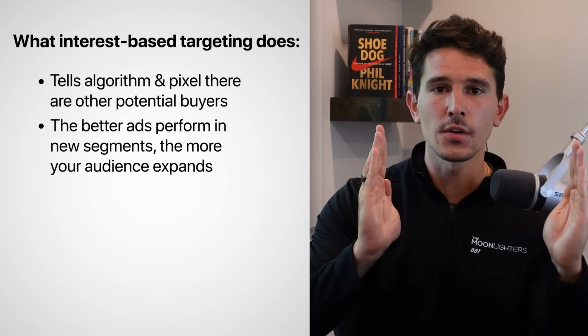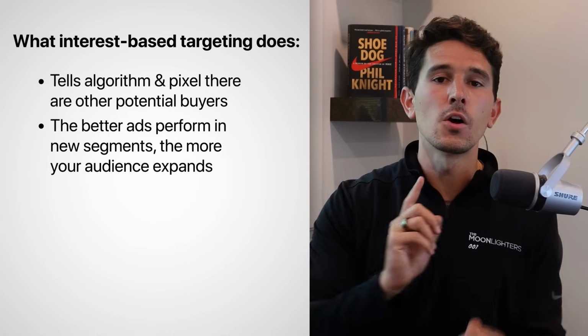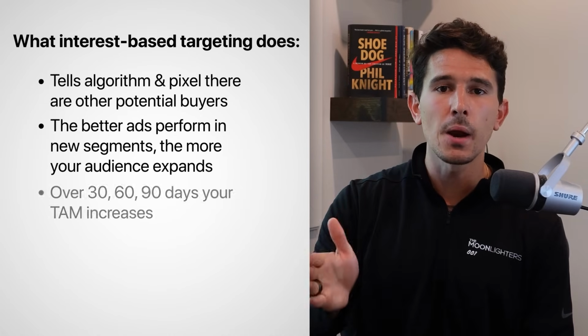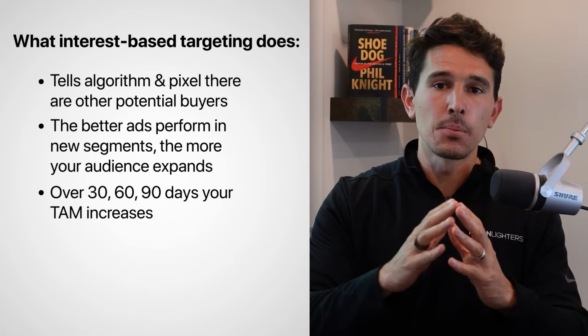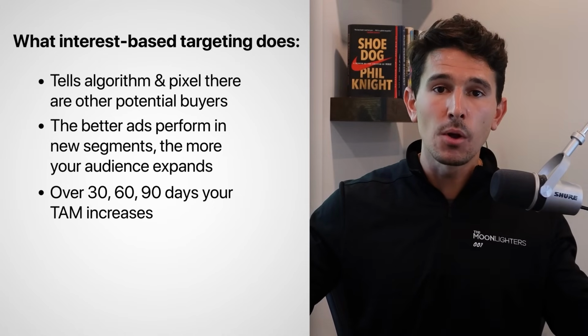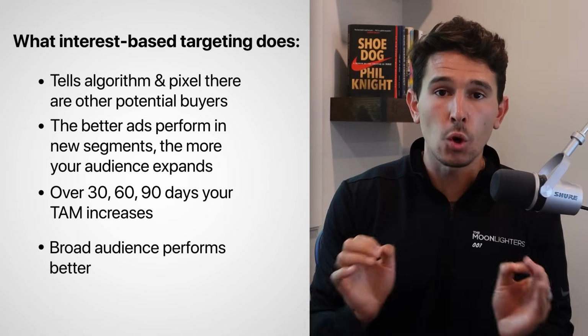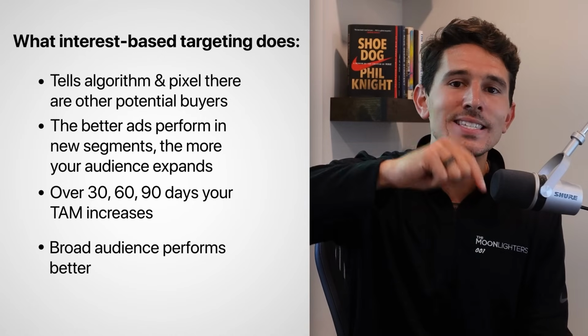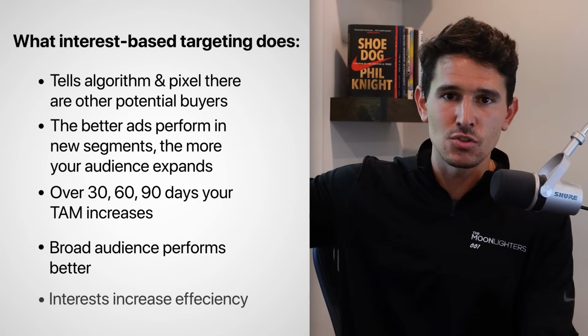And then you introduce another interest and it goes well and it goes to here. And all of a sudden, what you'll notice in your ad account, if you compare back over 30, 60, 90 days, is that broad audience is actually expanding. You're increasing the total addressable market. And because you're increasing your total addressable market, the broad audience is actually doing better and the interests are increasing the efficiency.